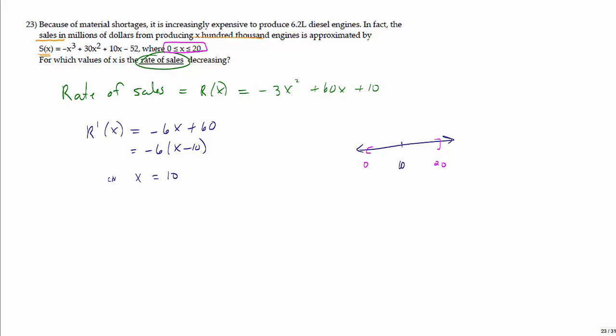Okay. So test point, I'm going to go ahead with 1. When I plug a 1 into my first derivative, R prime of X, I get negative 6 times a negative, so negative and negative is going to be positive, therefore it is increasing. Between 10 and 20, I'm going to go with 11. So get a negative 6, and then 11 minus 10 is positive 1. So positive and a negative is negative, so it'll be decreasing. Okay, so I can now see that it is decreasing on the interval from 10 to 20.